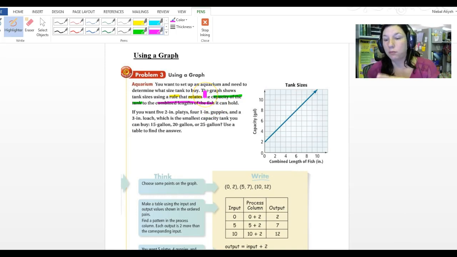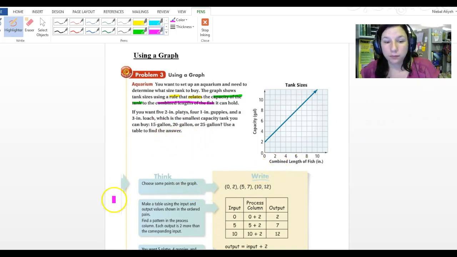And that should make sense. The more fish I have in there, the bigger a tank I need, and there's a direct relationship with that. The question says you want 5 2-inch fish, 4 1-inch guppies, and a 3-inch fish. What is the smallest capacity tank you can buy? Do you want the 15-gallon, the 20-gallon, or the 25? And use a table.